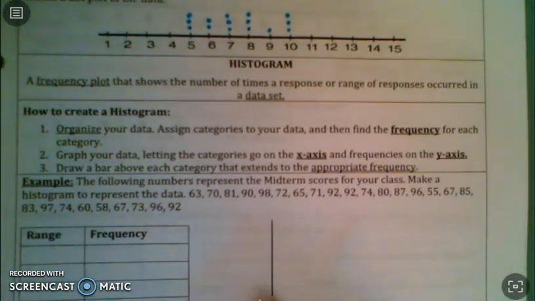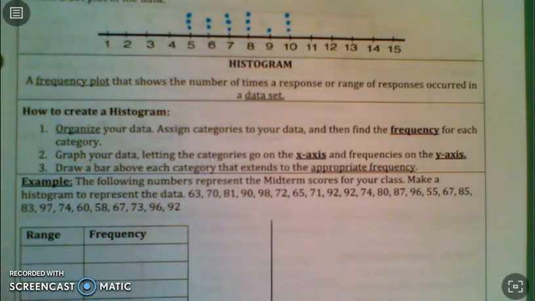Next, we have a histogram. A histogram is a frequency plot that shows the number of times a response or range of responses occurred in a data set. So first, you need to organize your data, assign categories to your data, and then find the frequency for each one. So we do that by tallying it and then counting them up. So then you need to graph your data, letting the categories on the x-axis and frequencies on the y-axis. And then you're going to draw a bar above each category that extends to the appropriate frequency.